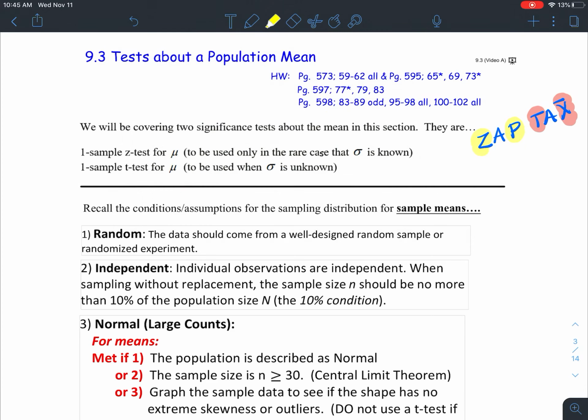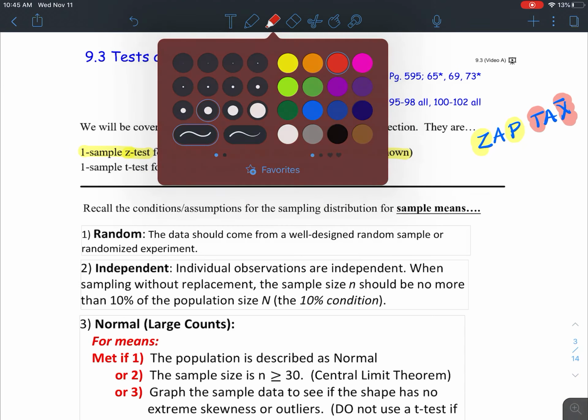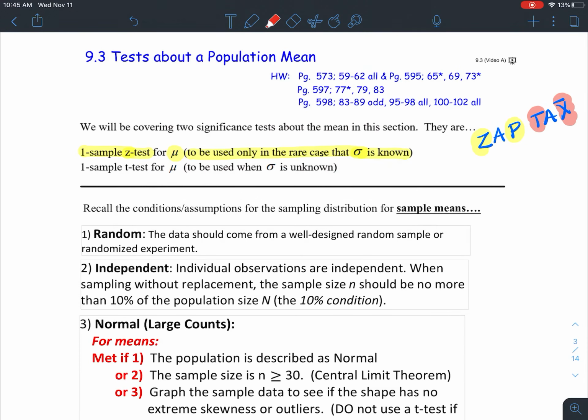If you know the population standard deviation, which is generally a very, very rare thing to know, that is the only time regarding means where you would ever use a z-score. Therefore, it would be called a one-sample z-test. Traditionally, we do not know the population standard deviation. Therefore, we use t-scores, and that'll generally be what we will be using is a one-sample t-test for a mean.